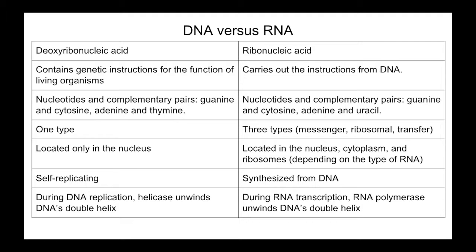Well, DNA contains instructions for the function of living organisms. Specifically, DNA contains instructions for making proteins. RNA is the one that copies those instructions and then carries them out. So think of DNA as a teacher who has instructions for a project. RNA is a student that takes a copy of those instructions and then actually does the project. That's a major difference. If you want to read the rest, you can pause the video here.